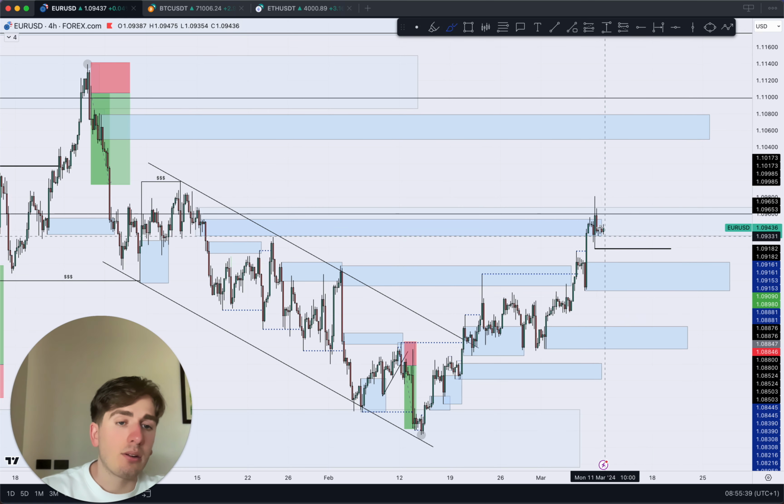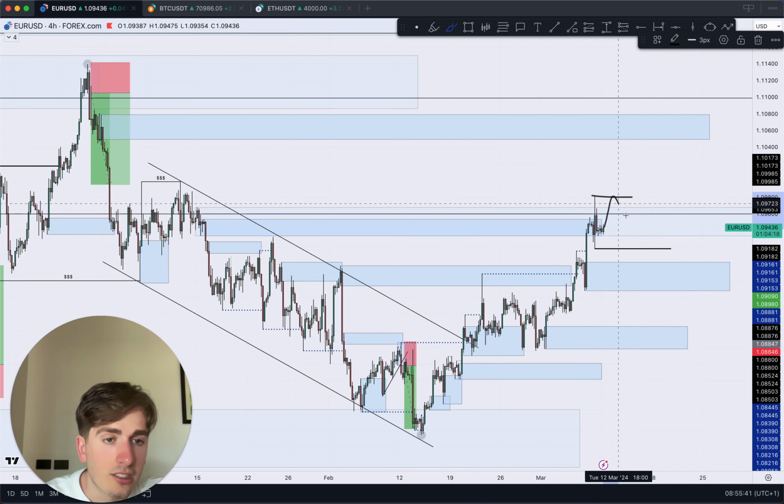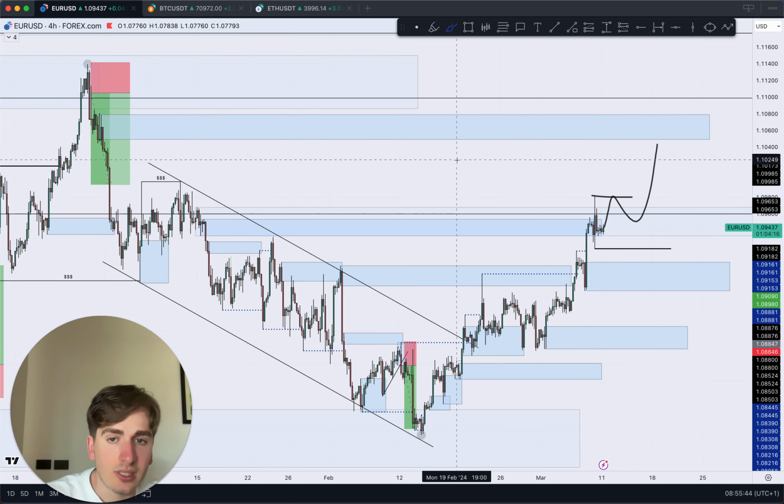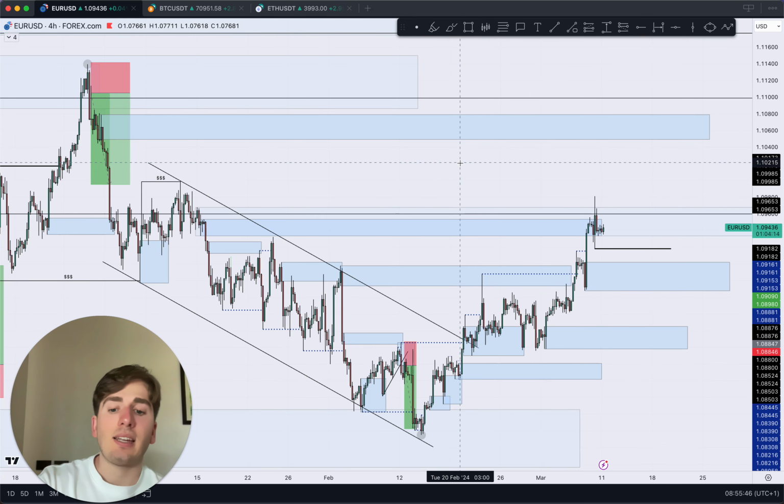If we do not tap back down in towards those lows, and we, for example, start breaking this high over here, I will be looking for a long in towards this area of supply. So that's it for euro dollar.